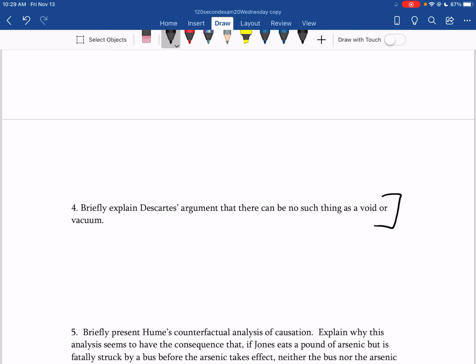The idea that two things can be separated by nothing at all is a sort of implicit contradiction, according to Descartes. The other way of getting there is that what it is to be a thing is to take up space. And so the idea of space without a thing in it is itself a contradictory idea.